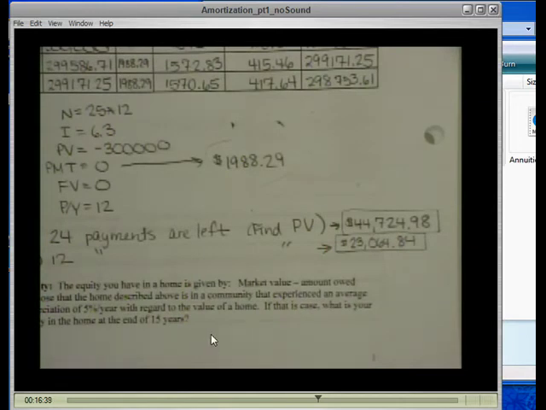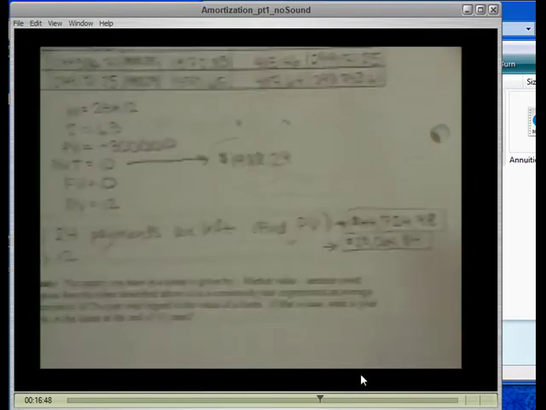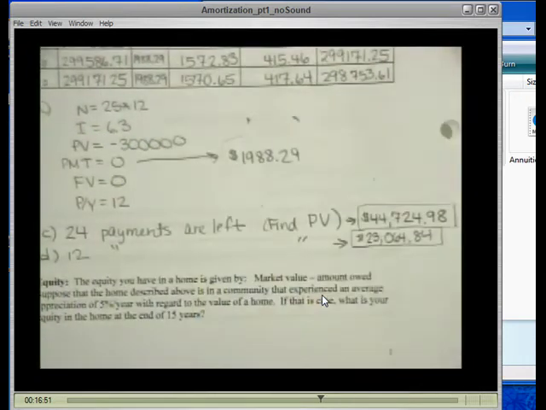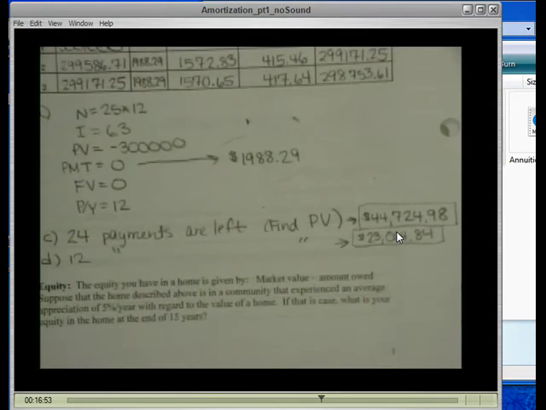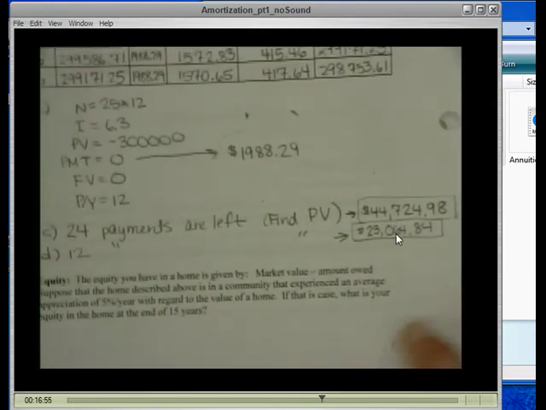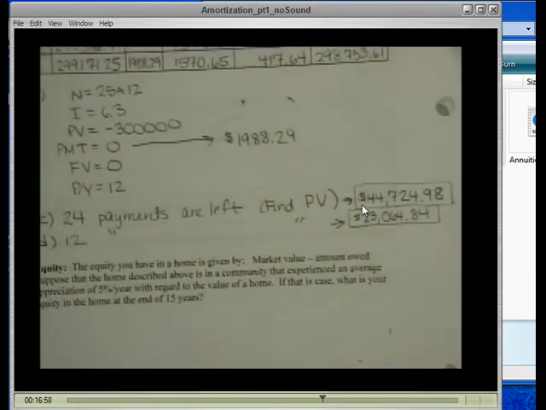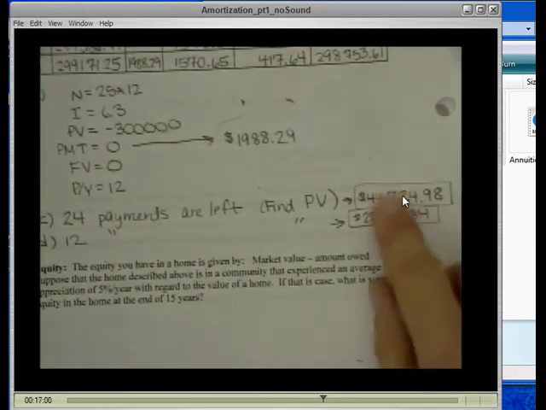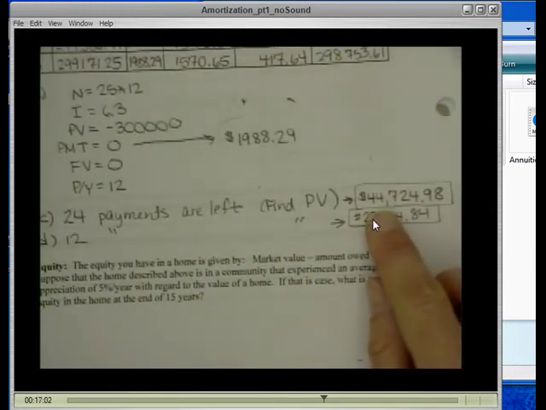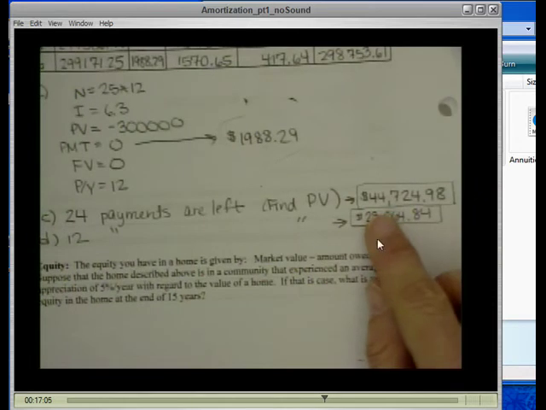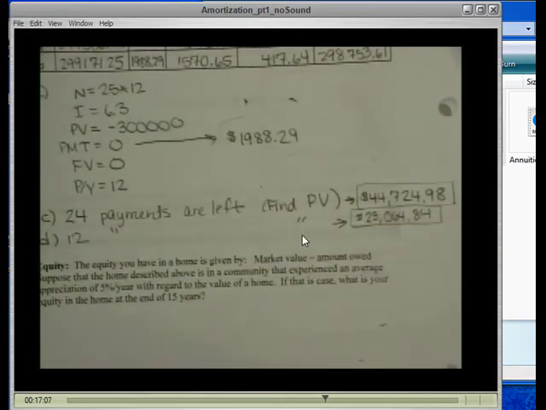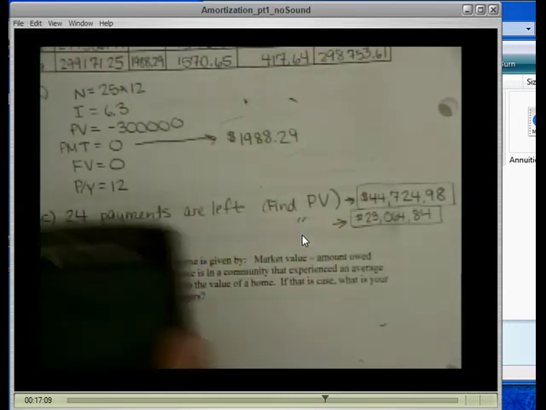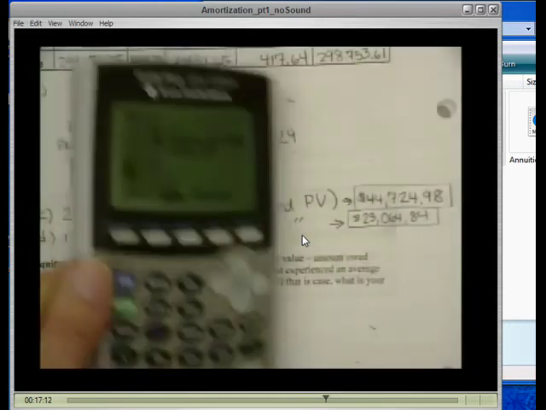And then part F asks, how much interest do you pay in the 23rd year? And so what we'll do is figure out how much we decreased the principal by. So it went from 44,725 about to 23,065. So we reduced it by about 21,000, but we'll find that exactly. And then we'll find out how much we actually paid in that year.